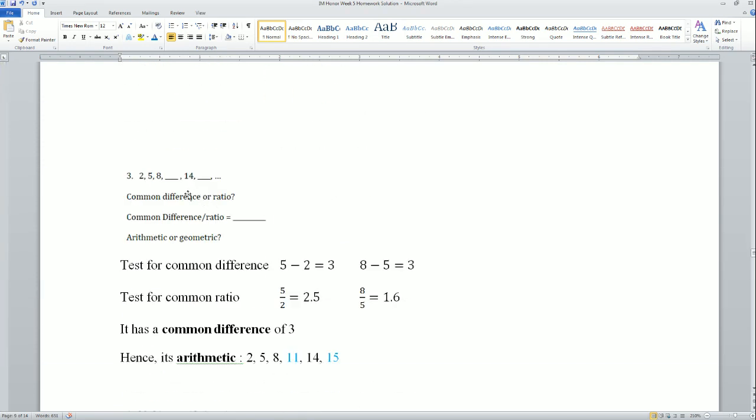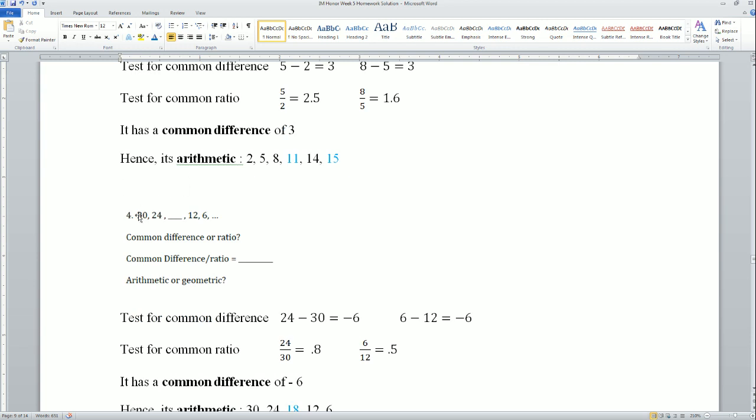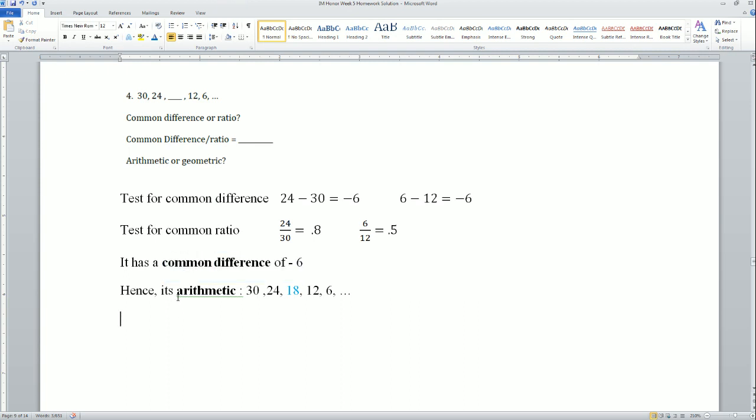Number 3, it is a common difference. The common difference here is 3. Plug it into the sequence. It's 2, 5, 8, 11 is the missing term, and 15 is the last missing term here. Next one, 30, 24, you see it's going down. I test both the common difference and the common ratio. The common difference is correct. It should be negative 6. Hence, it's arithmetic. The missing term is 18, the middle value there. It's going down as well.